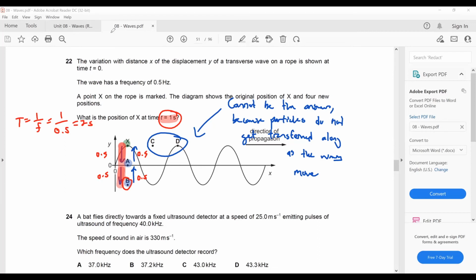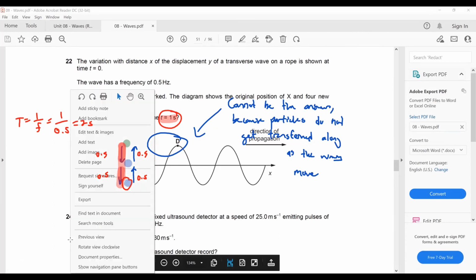But then from there, which one is it? You just look at how it oscillates and relate it to the period of 2 seconds. So that one should be okay. The answer is B.